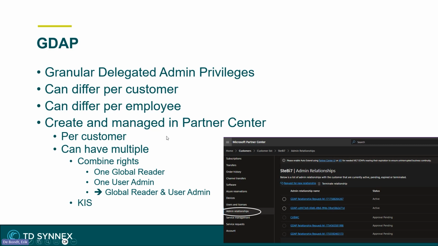What if you have multiple GDAPs in place, or a user has multiple accesses? It will be a combined right. So not the least access right, but a combined access right. So if you have global reader and you have user admin, if you are in both GDAPs, you will get global reader and user admin in the same way.